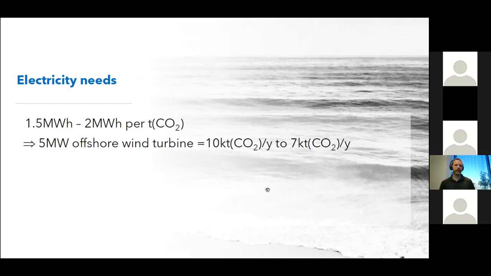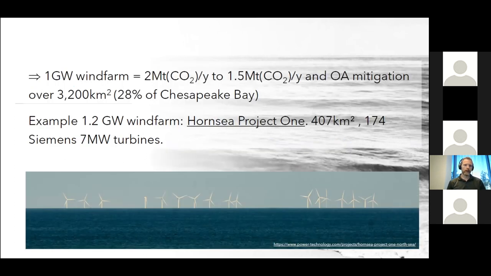And the first question will be the electricity needs. This is based on experimental data. It should be around 1.5 to 2 megawatt hours per ton, which means if I think of a 5 megawatt offshore wind turbine, and that nowadays is a modestly sized turbine, that's about 10 kilotons of CO2 per year, which means that a 1 gigawatt wind farm would give me 1.5 to 2 megatons of CO2 per year and mitigate ocean acidification, that is raise the pH by 0.1 unit over about 30% of Chesapeake Bay's volume. And an example of a 1 gigawatt wind farm would be the Hornsea project in the North Sea, which covers 407 square kilometers and has 174 turbines. So just to give a sense of the scale involved.